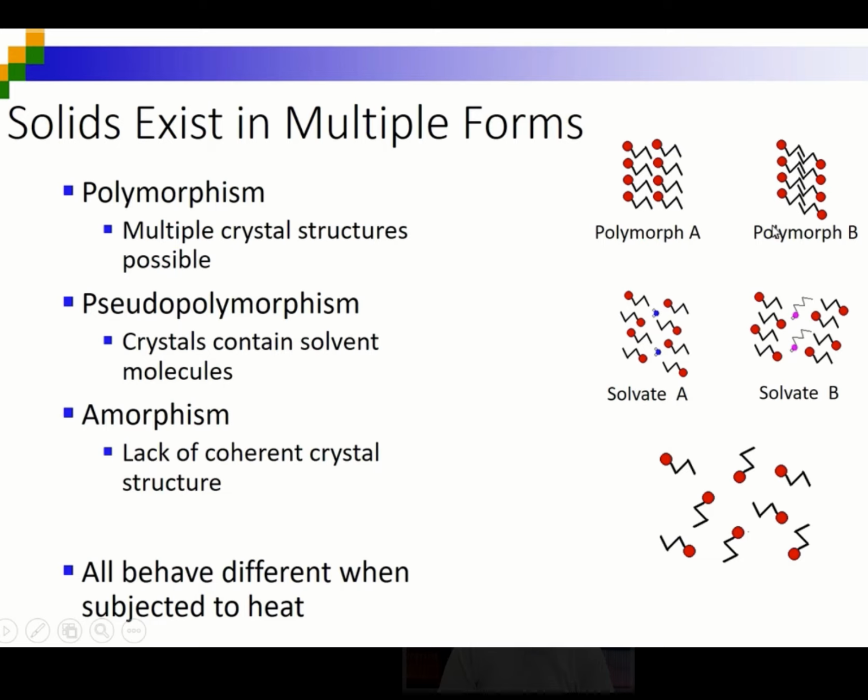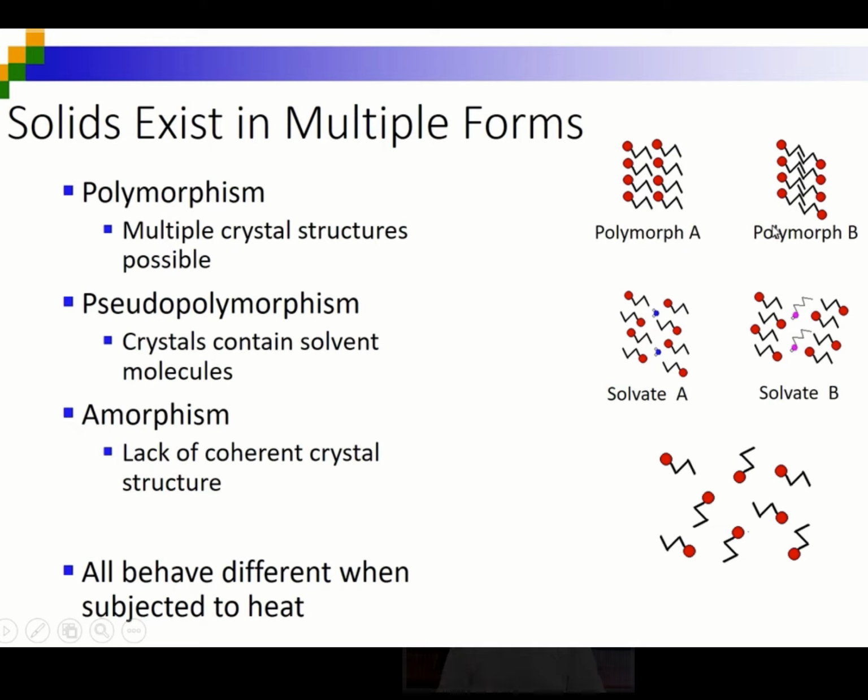Something else that we have to be concerned with is pseudo-polymorphism. In some situations, it may look like two samples of the same compound in the solid form have different crystal structures, and we think that they are polymorphic. When in reality, what we're looking at is pseudo-polymorphism, where trapped in the crystal structure are solvent molecules.